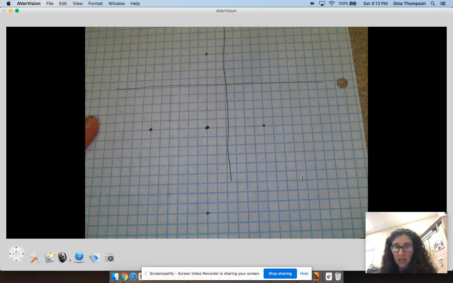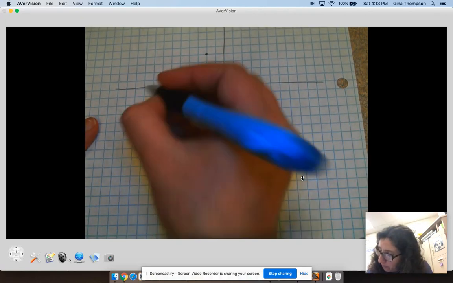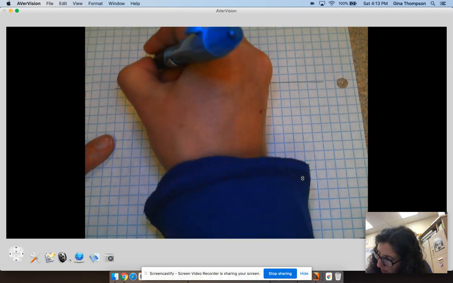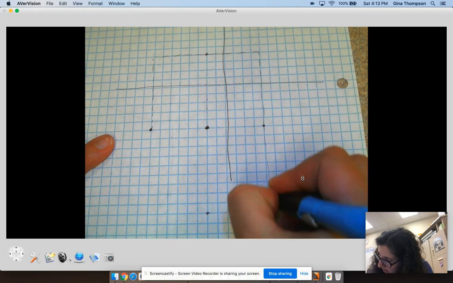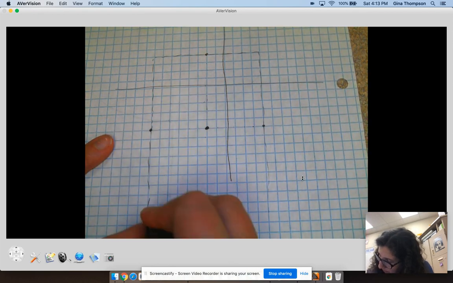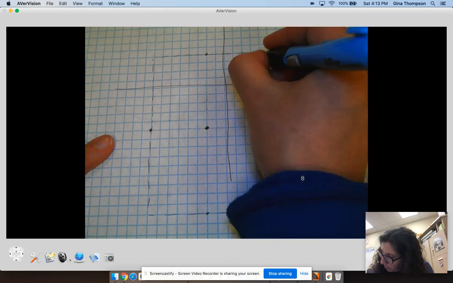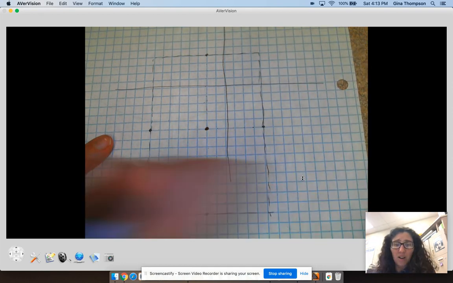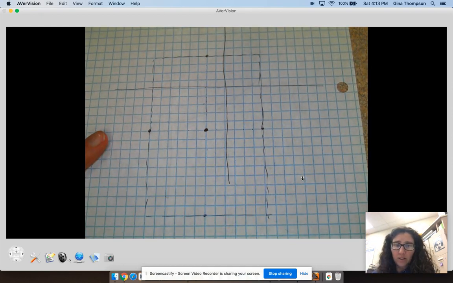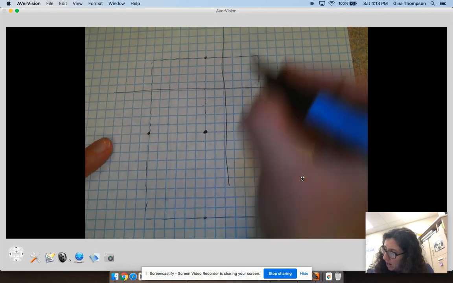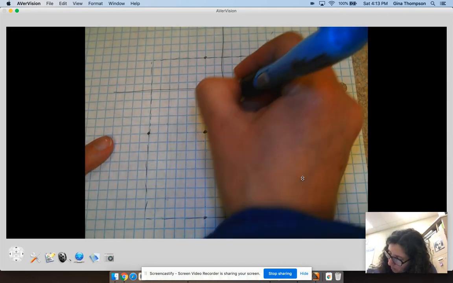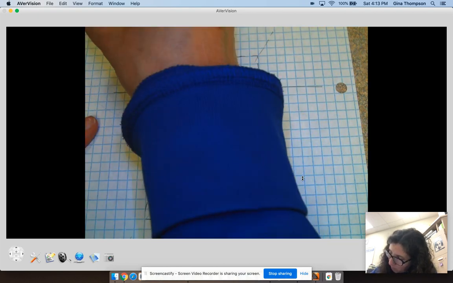All right, what do I do next? I make my little box. I just make a box connecting these vertices and co-vertices. You really have to make the box. If you don't make the box, it's just, you have to make the box. All right, and now we connect the corners of the box, going through the center.